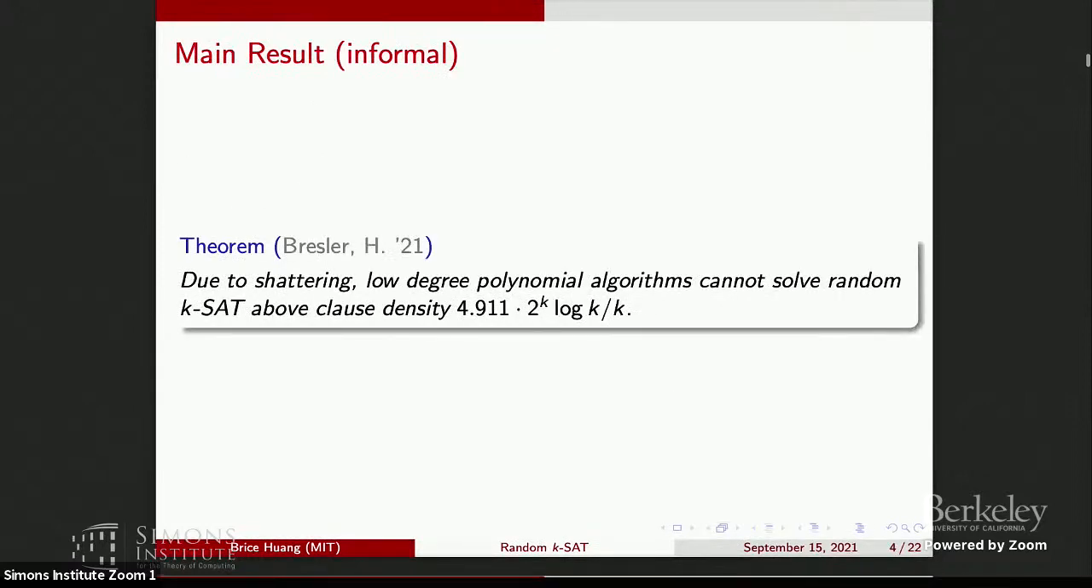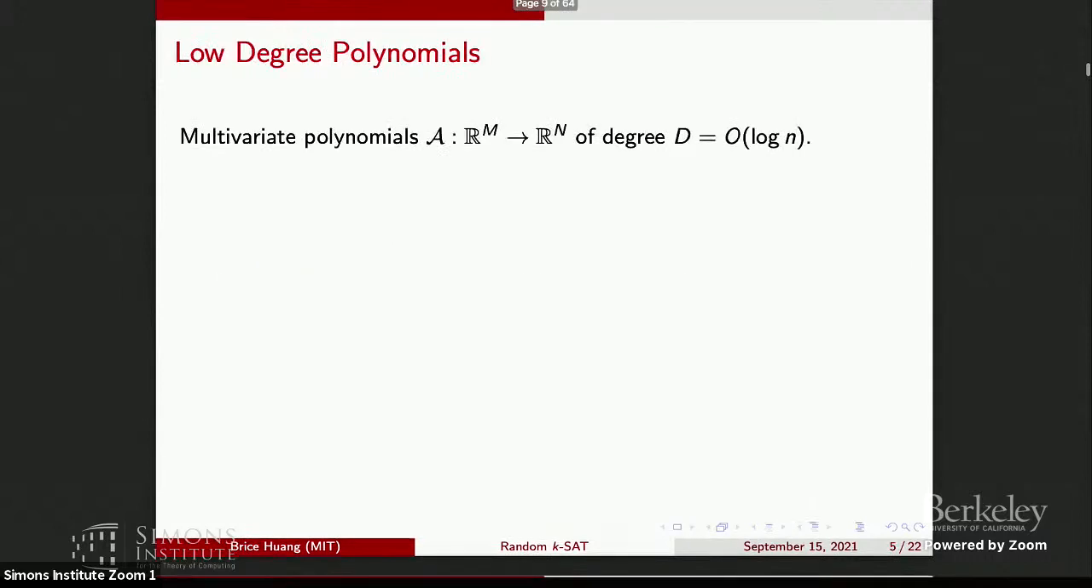We will confirm this heuristic picture to a large extent. We show that due to shattering, the class of low-degree polynomial algorithms can't solve this problem at clause densities only a constant factor above that predicted value of alg. Low-degree polynomials are a computation class where all the output coordinates are polynomials of degree at most d in the inputs. We think of d as being about log n, hence low degree.